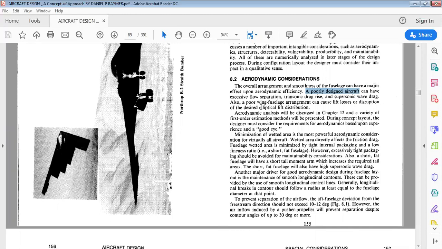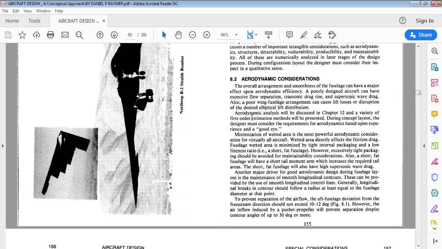Also, a poor wing fuselage arrangement can cause lift losses or a disruption of the desired elliptical lift distribution. When the lift is distributed, it should be uniform, and it should give good lift where the losses are less. If the losses are higher, it will not be aerodynamically fit. Those are all the things we are going to consider. For that sake, we are going to do an aerodynamic analysis.